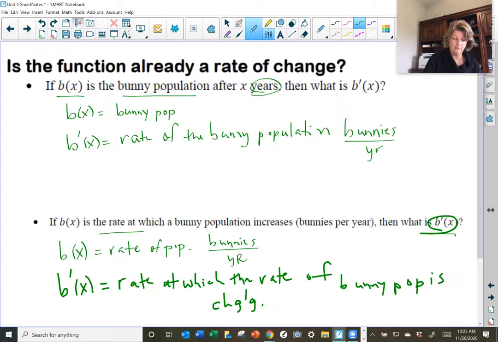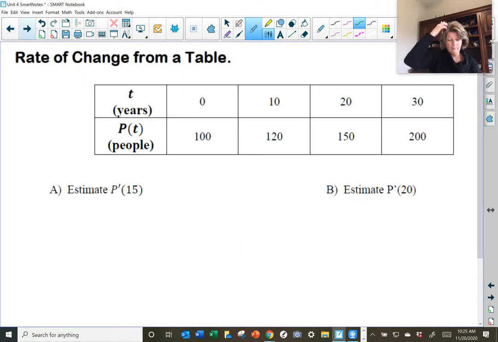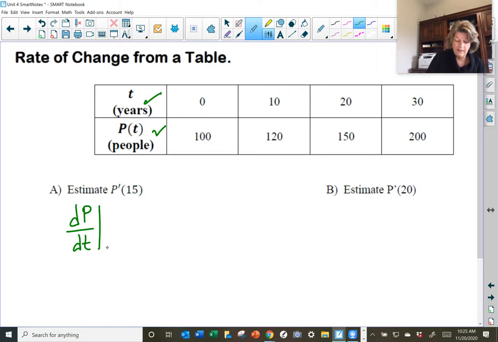Down at the bottom, rate of change from a table. Let me erase that last screen. Rate of change from a table. So we're given a table. I notice I've got years, I've got people. They want us to estimate P prime. So P prime of 15 would be dP with respect to the independent variable t. So I'd have dP dt evaluating at t equals 15. And we want to estimate. So that means we're going to draw in the estimation symbol instead of equality.